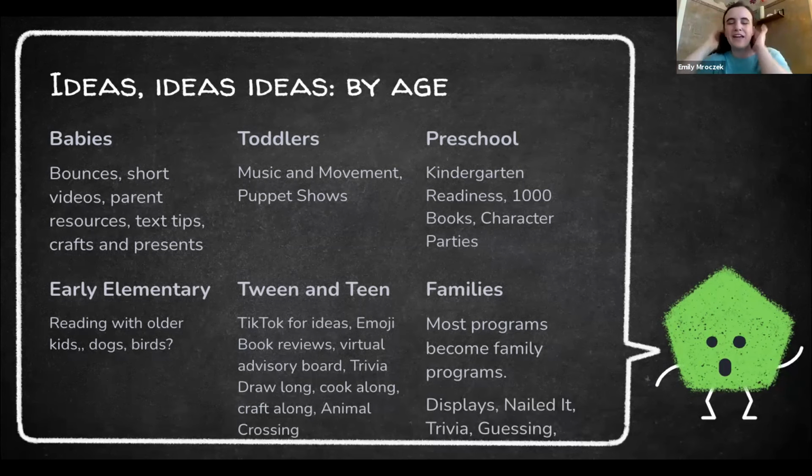And early elementary, I've seen just reading with our older kids, something that can still be fun that we do during the summer, is having older kids and younger kids together reading and working. And that's something you can do in Zoom breakout rooms. And also reading with a dog, reading with a bird, that can still be done online and be a way to really develop those skills.